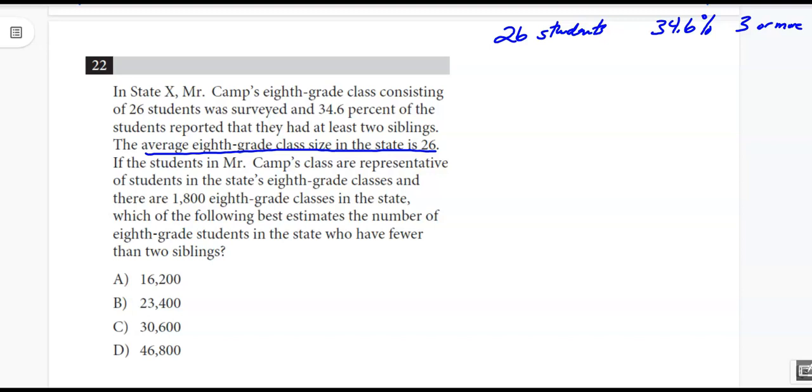If the students in his class are representative of the students in the state's 8th grade classes, that means we can use the 34.6% and apply it to a bigger population. And there are 1,800 8th grade classes. All right, so there's 1,800 classes. Which of the following best estimates the number of 8th grade students who have fewer than 2 siblings?